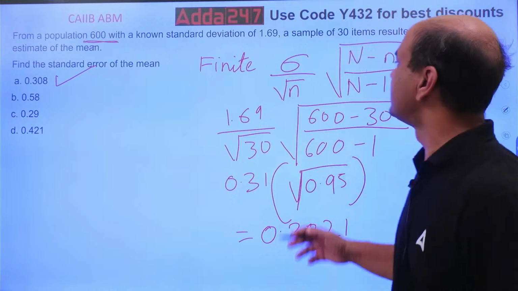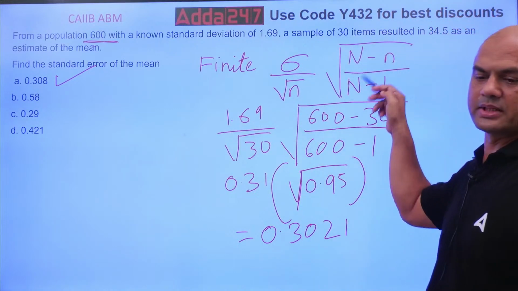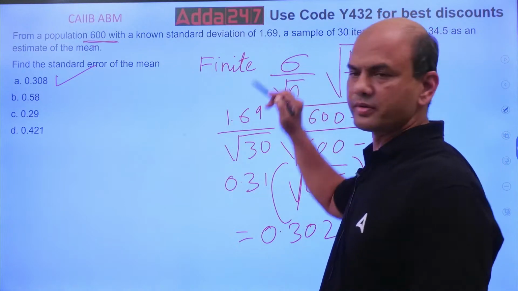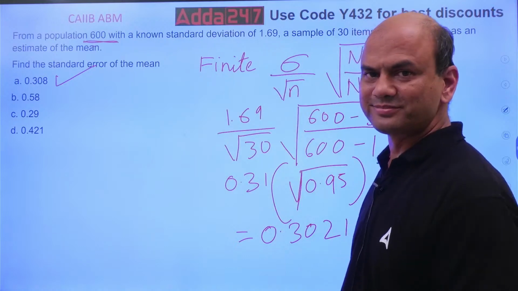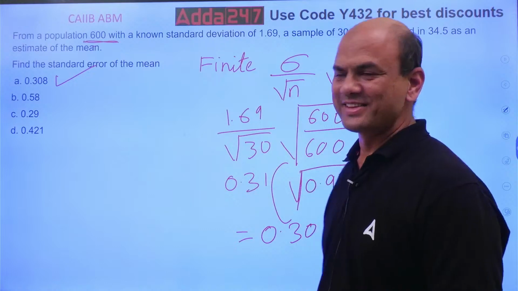Remember, whenever it's a finite population, the formula is sigma upon root of n into root of (N minus n) upon (N minus 1). If it is an infinite population, it's simply sigma upon root of n. Got it? Let's move on.